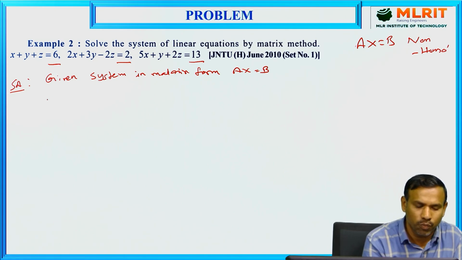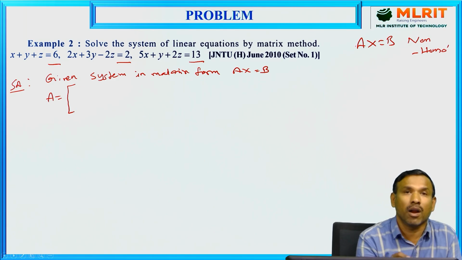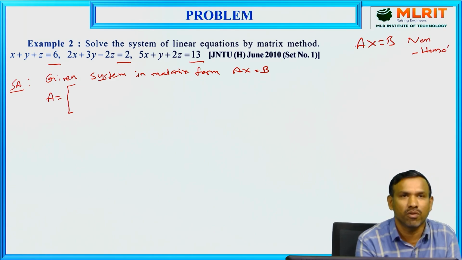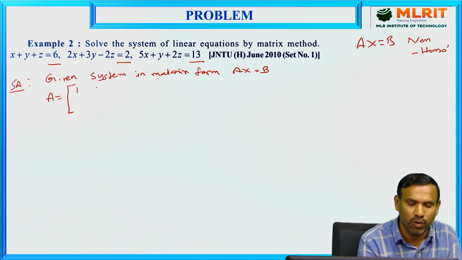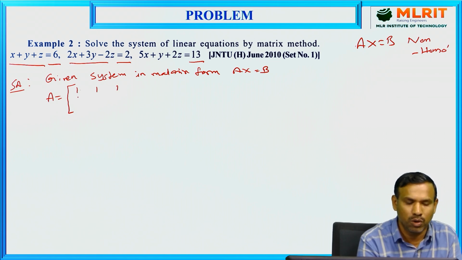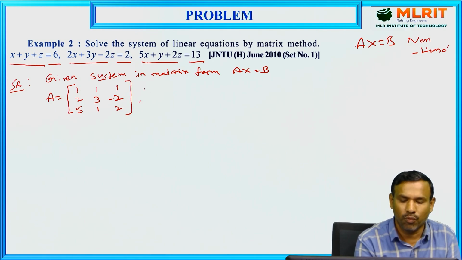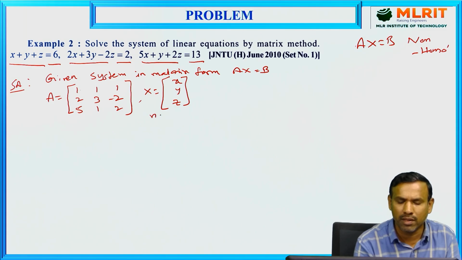Here A is called the coefficient matrix, the coefficients of the unknowns. First equation, x + y + z = 6, means x coefficient 1, y coefficient 1, z coefficient 1. Second equation, coefficients 2, 3, -2. Third equation, 5, 1, 2. This is called the coefficient matrix. The unknowns which we need to find are called the variable matrix or unknown matrix, x, y, z. How many unknowns are there? Here n = 3.